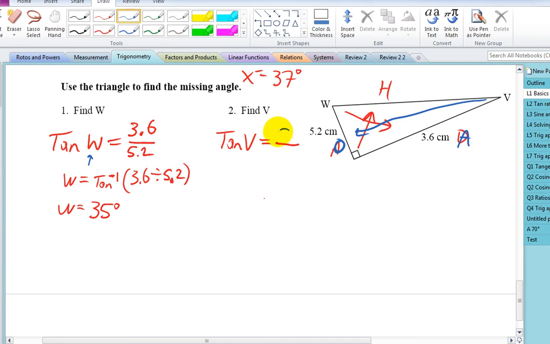Yeah, for tangent, only tangent. So V equals inverse tan negative 1, 5.2 divided by 3.6. And I've got no problem if you write your division as a fraction with brackets around it. I always use brackets because I always remember to use them. Okay?